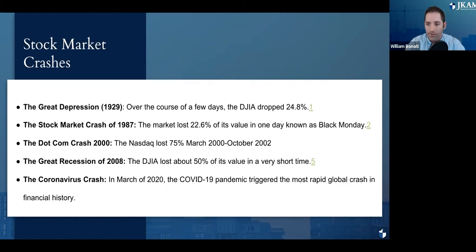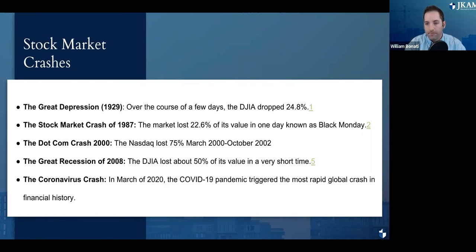However, after a couple of years, the market was stronger than ever before, and we essentially have been in a bull market period since 2009 until just before the coronavirus crash, and that happened, as you are all familiar with, in March of 2020. The COVID-19 pandemic triggered the most rapid global crash in financial history. However, the stock market again regained ground relatively quickly, and the year closed with record highs in all major indices.